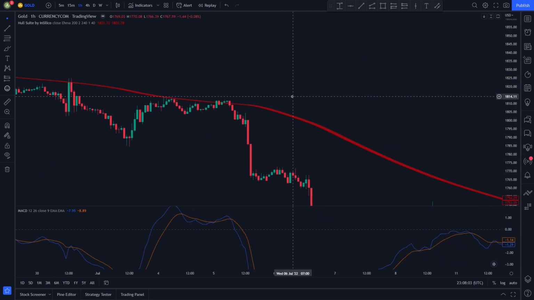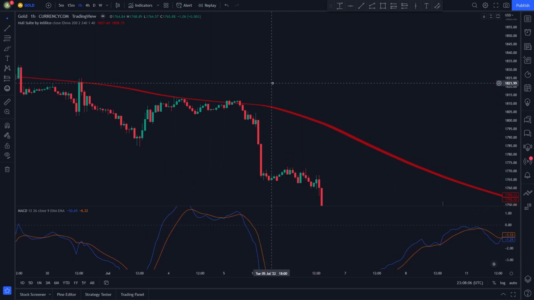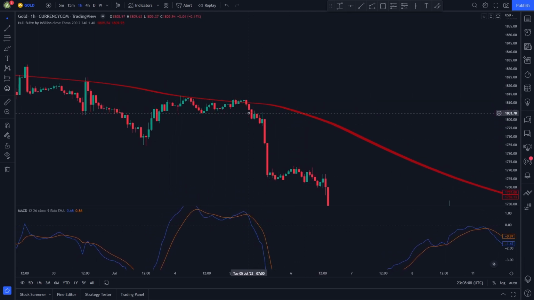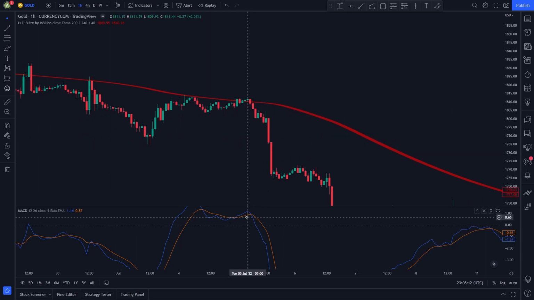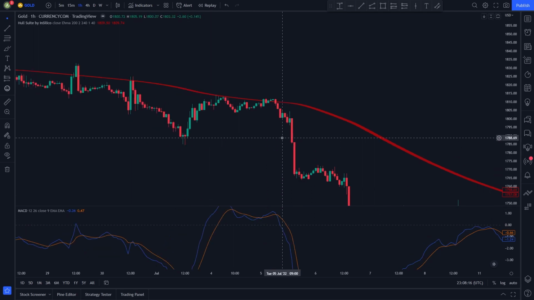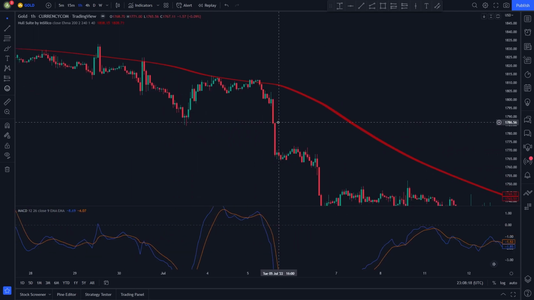Now for the rules for entering a short position. First, the Hull Suite line has to be colored in red, and the price has to be trading under it. Second, we need the MACD lines to cross, and the orange line has to be above the blue line. These are the rules to enter a short or long position. To make everything more clear, I will give you a couple of examples.